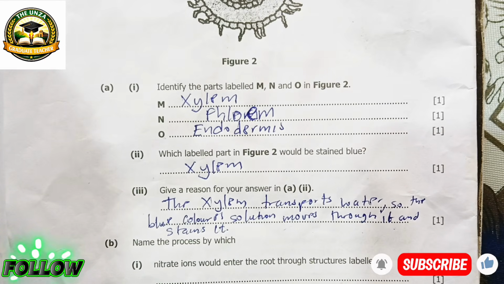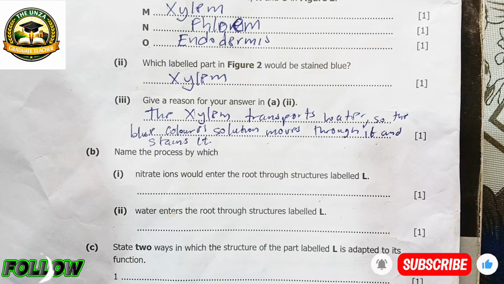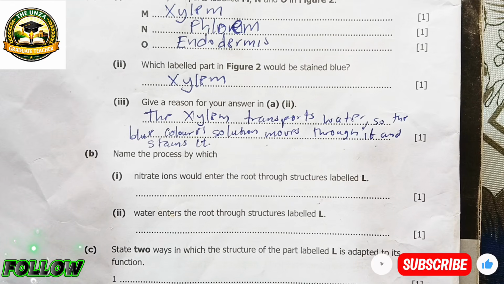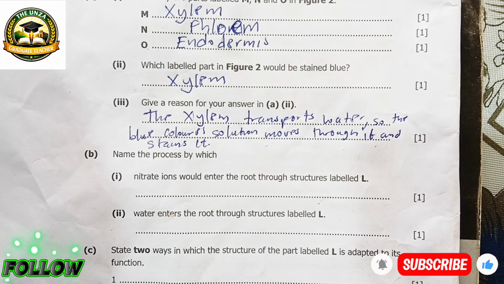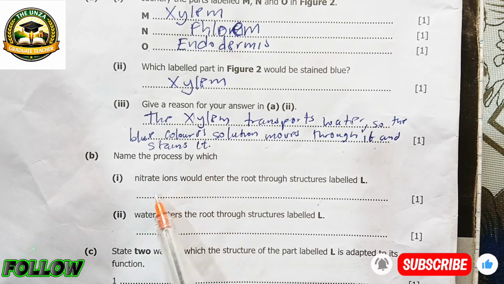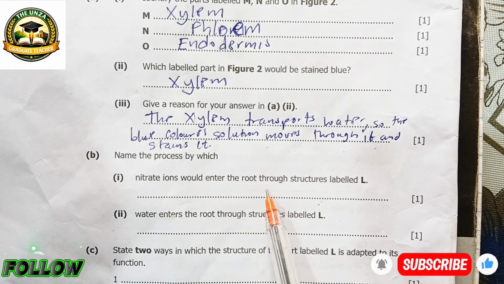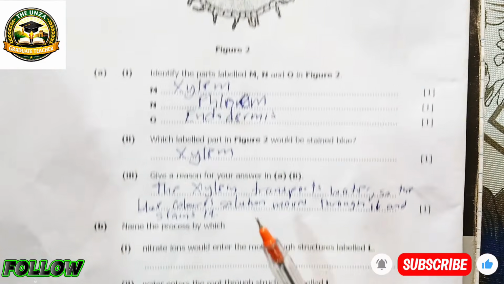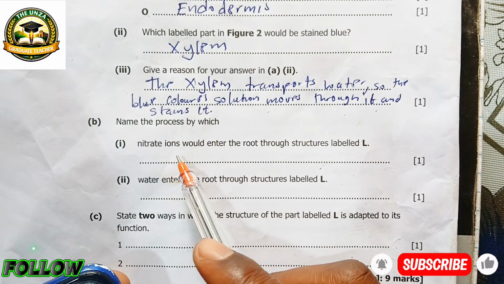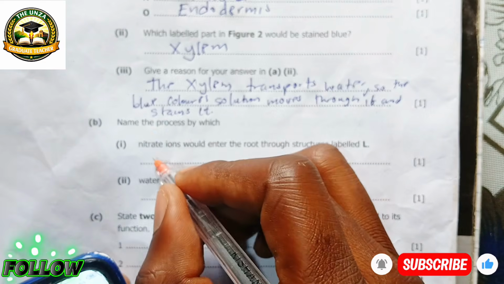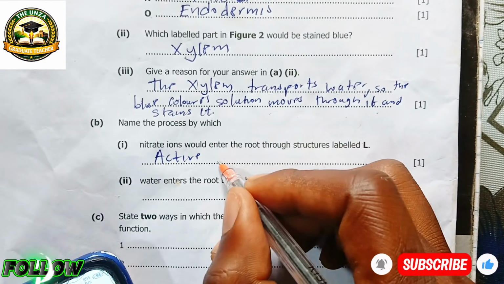Now, our second question was saying, name the process by which nitrate ions would enter the root through the structure labeled L. You say active transport.